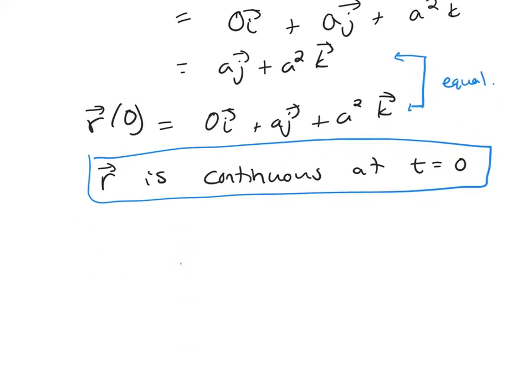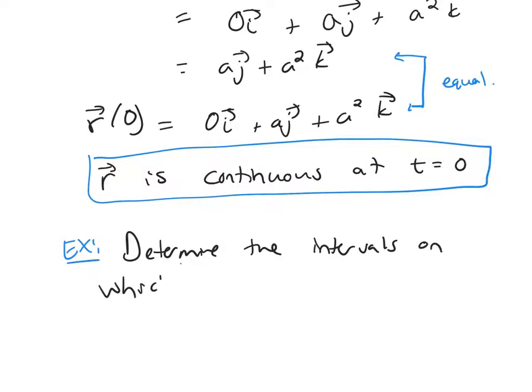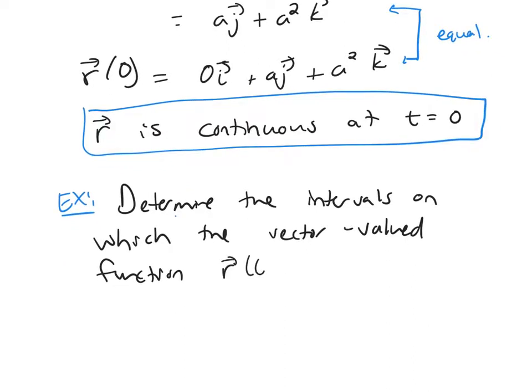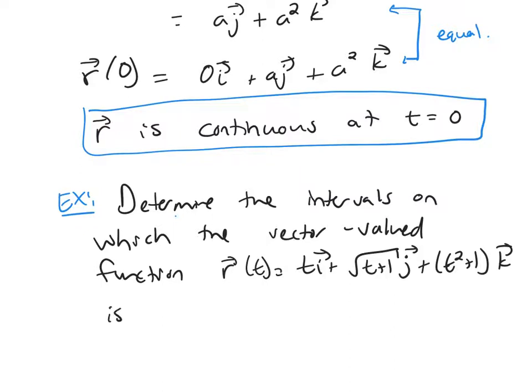So let's look at one more problem relating to these. So let's determine the intervals on which the vector valued function r of t is ti plus the square root of (t plus 1) j plus (t squared plus 1) k is continuous.